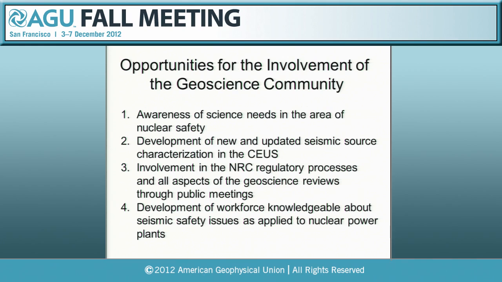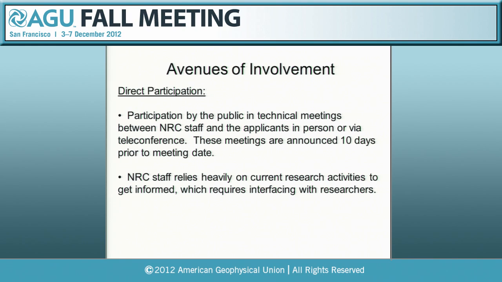Now, opportunities for the involvement of the geoscience community. Awareness of science needs in the area of nuclear safety, development of new and updated seismic source characterization in the Central Eastern U.S., involvement in the NRC regulatory processes and the aspects of the geoscience review through public meetings, and development of a workforce knowledgeable about seismic safety issues as applied to nuclear power plants. Avenues of involvement, direct participation.